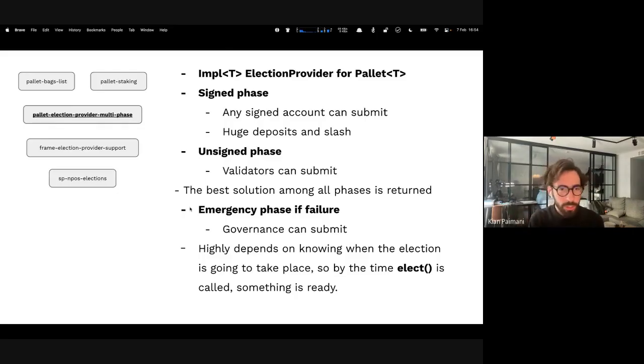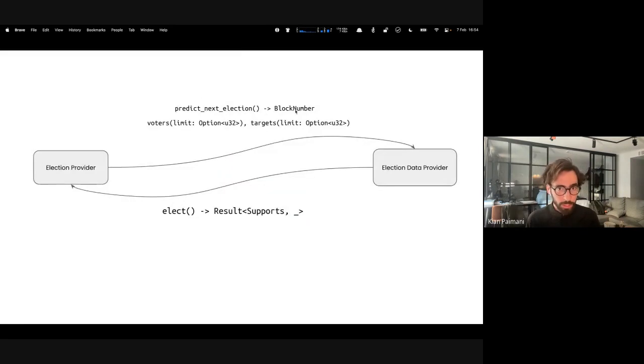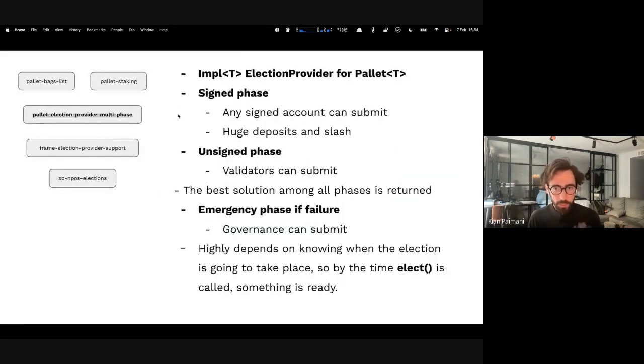There's a little bit more detail in this pallet, which I don't want to get into too much. There's another phase called emergency. So if both of them fail, then nothing happens. Basically, the pallet shrugs its shoulders and says, hey, I failed, now governance comes and rescues me. But yeah, this pallet is completely asynchronous as well. So it highly depends on that earlier function called predict next election, because it needs to know when to expect to be ready.